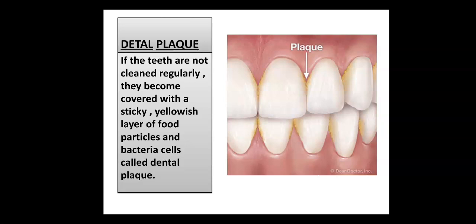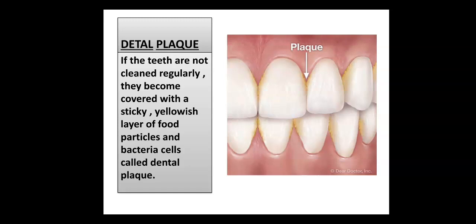Now just see what is dental plaque. Dental plaque is the very first step toward dental caries. Many people have yellowish teeth because we are not taking proper care of our teeth. That yellow sticky structure present upon our teeth is known as dental plaque. See what is written: if the teeth are not cleaned regularly, they become covered with a sticky yellowish layer of food particles and bacteria cells called dental plaque.